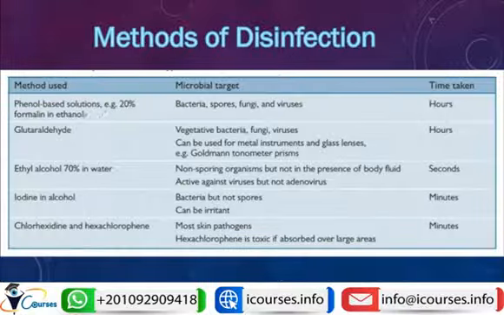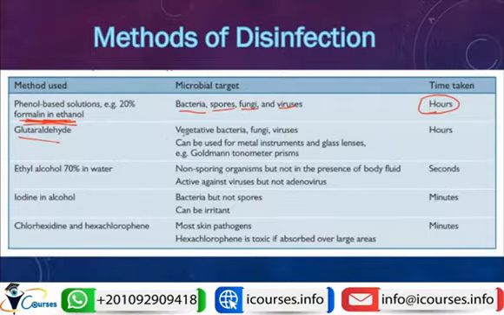So what are the methods of disinfection? We have the phenol-based solutions, for example formalin in ethanol. Different organisms can be susceptible to this solution. It can kill pathogenic bacteria, spores, fungi, and viruses, and usually this takes hours. Glutaraldehyde can be effective against vegetative bacteria, fungi, and viruses, and can be used for metal instruments and glass lenses. So it can be used for disinfection of the Goldmann applanation tonometer tip, and it is also effective over hours.